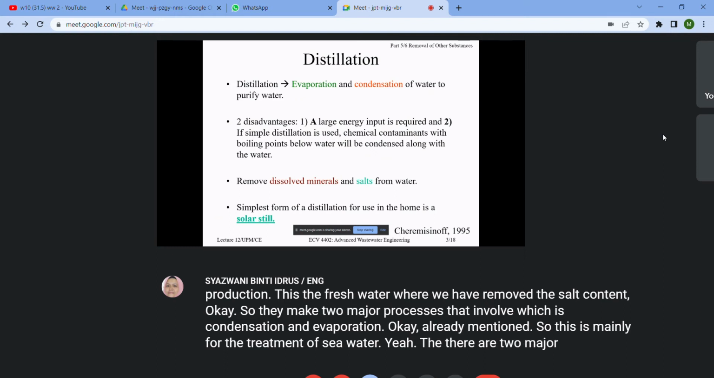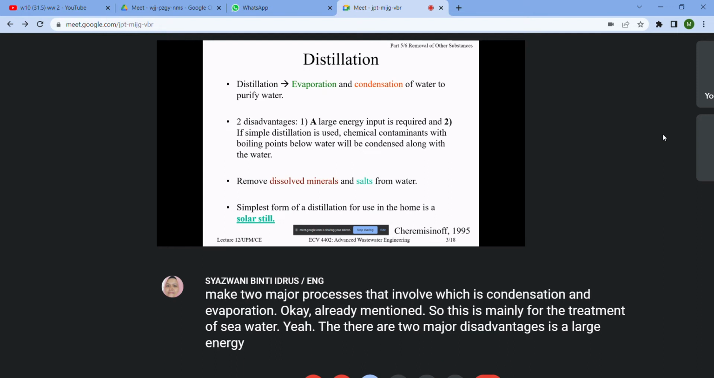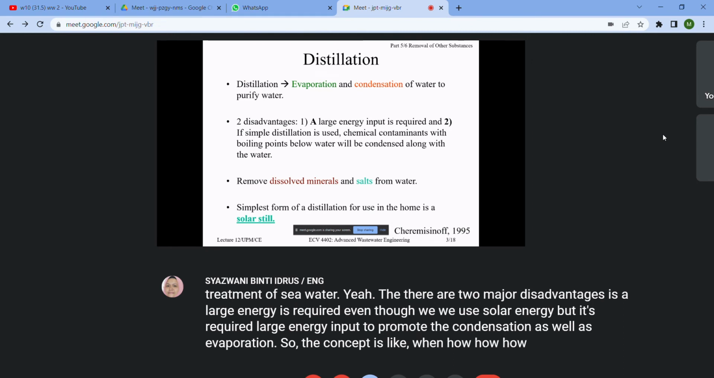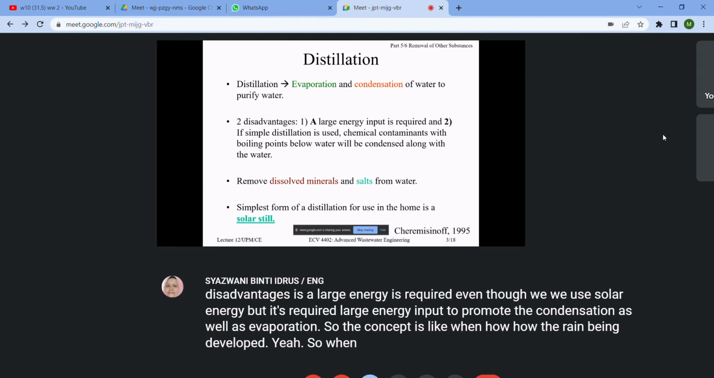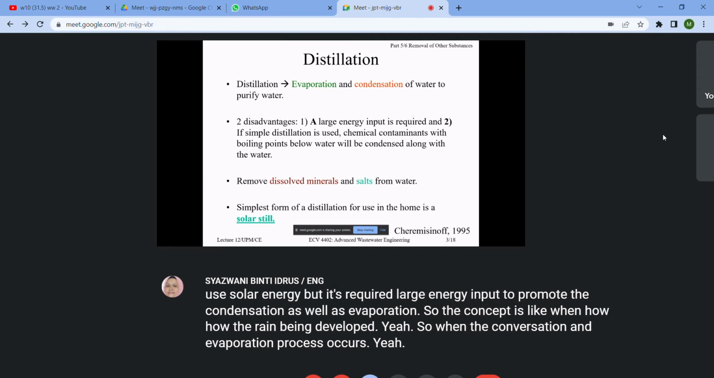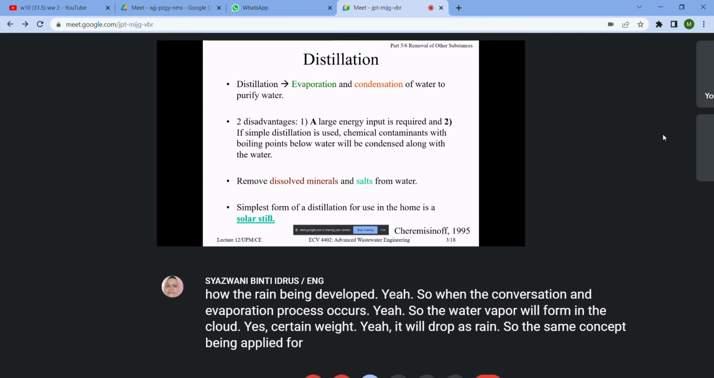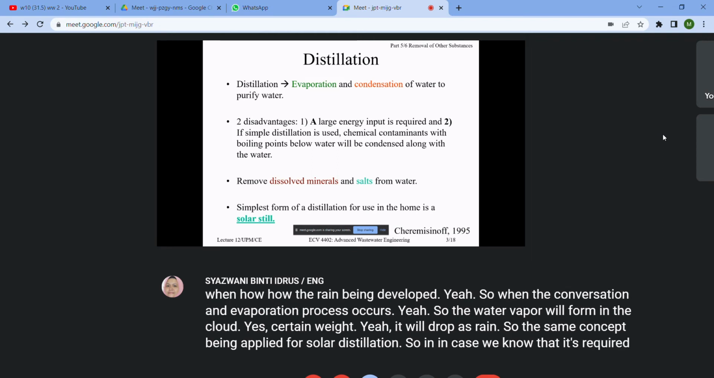There are two major disadvantages. A large energy input is required, even though we use solar energy, it requires large energy input to promote the condensation as well as evaporation. So the concept is like how rain is developed. When the condensation and evaporation process occurs, the water vapor will form in the cloud, and at a certain weight, it will drop as rain. So the same concept is applied for solar distillation. So in case we know that it requires large energy input.